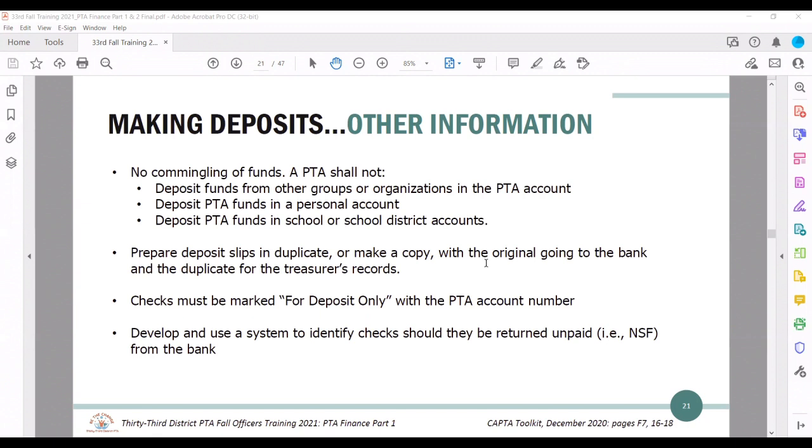And what do you do if you get a non-sufficient funds check? Well, you'll want to develop and use a system to identify these checks. So the system could actually include what we discussed previously regarding adding more information such as student names to the check memo line.